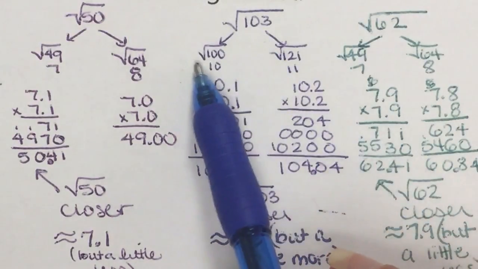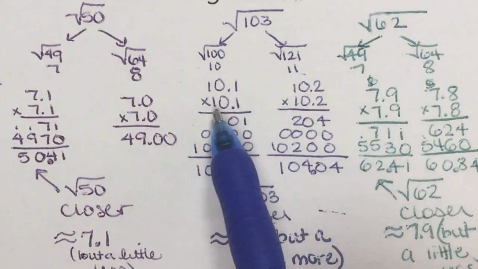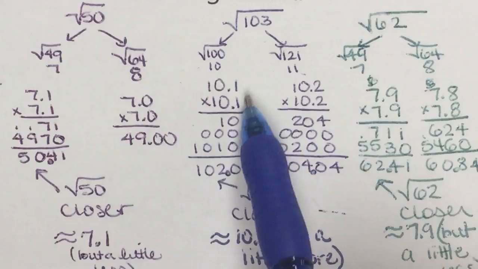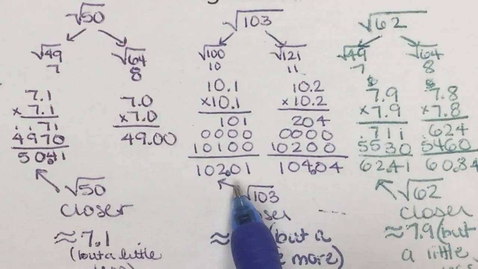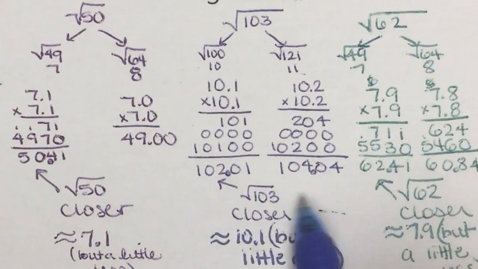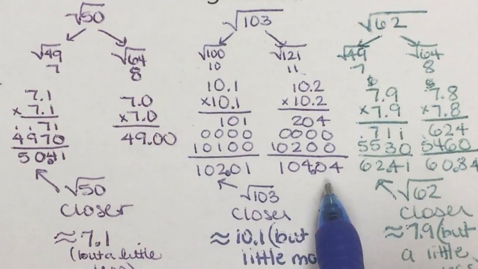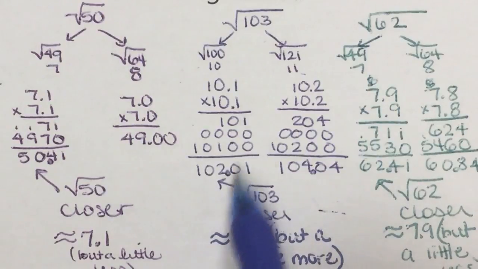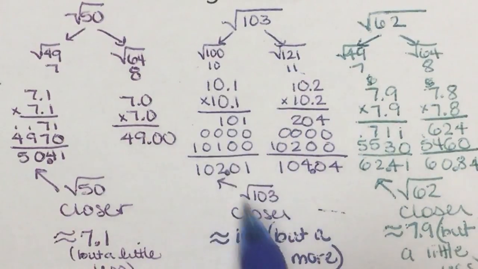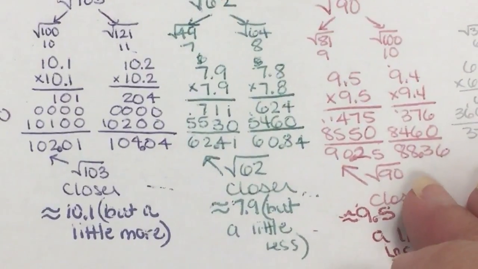Square root of 103 was between the square root of 100 and the square root of 121, or between the whole numbers 10 and 11. It was closer to 100, so I went ahead and tried 10.1 and got 102.01. Then I also tried 10.2 and got 104.04. Now, 103 is closer to this because it's 0.99 away from this one, where this one is 1.04 away. So it's closer to this one, but 103 is just a little bit more than that. So it's close to 10.1, but it should be a little bit after that 10.1.